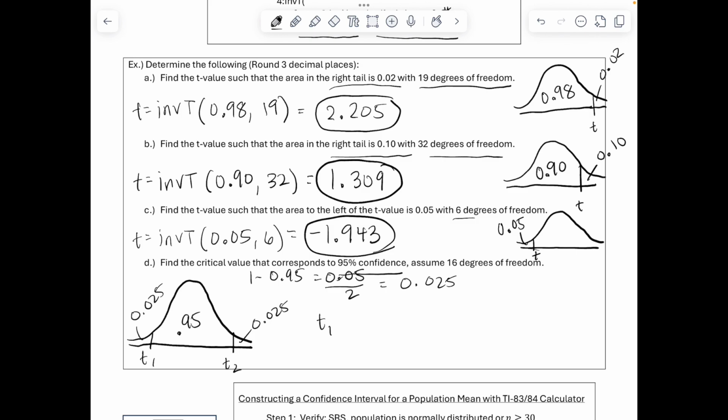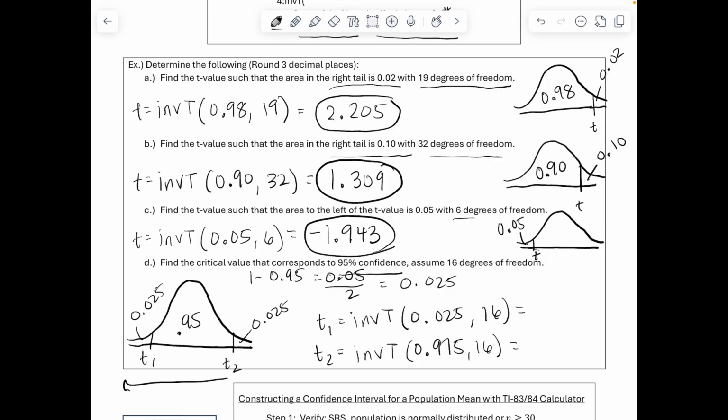So in order to find t sub 1, we are going to use inverse t. Area to the left we have is 0.025, comma, 16 degrees of freedom. And then in order to find t sub 2, we're going to use inverse t. Area to the left, you have to add up everything. So we have 0.95 plus 0.025. That's all to the left, and we get 0.975.